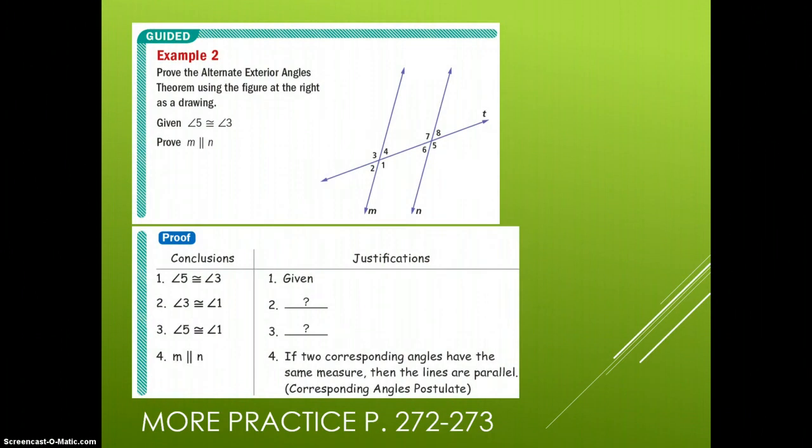Another example here. We've got to prove the alternate exterior angles theorem using the figure at the right as a drawing. So we're given that angle 5 is congruent to angle 3. We've got to prove that M is parallel to N. Here's exactly one of those cases where we've got to prove two lines are parallel by using what we know. So angle 5 is congruent to angle 3, given. Say that angle 3 is congruent to angle 1. What's our reason for that? We just saw it. Vertical angles theorem.